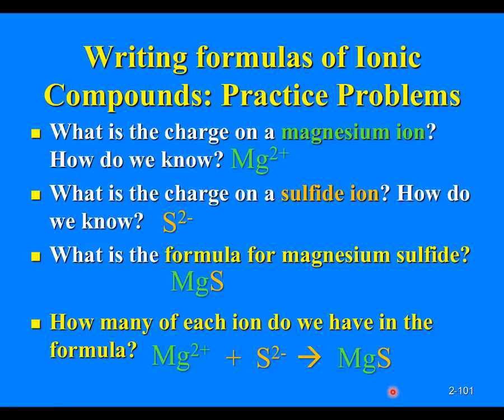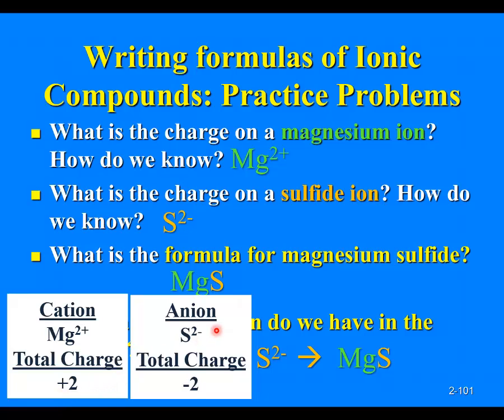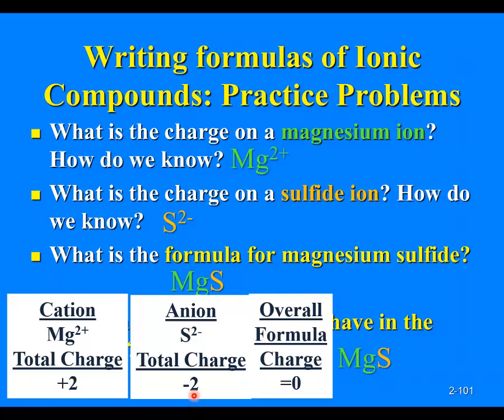If I were to set up my table to keep track of the ions in this case, well, the magnesium cation with 1 of them will give me a total charge of +2. My sulfide anion with its -2 charge gives me a total charge of -2 since I only have 1 of each of the ions, the cation and the anion. The overall charge will combine to be equal to 0. Now these tables will be useful as we get more complex ratios of cations to anions.